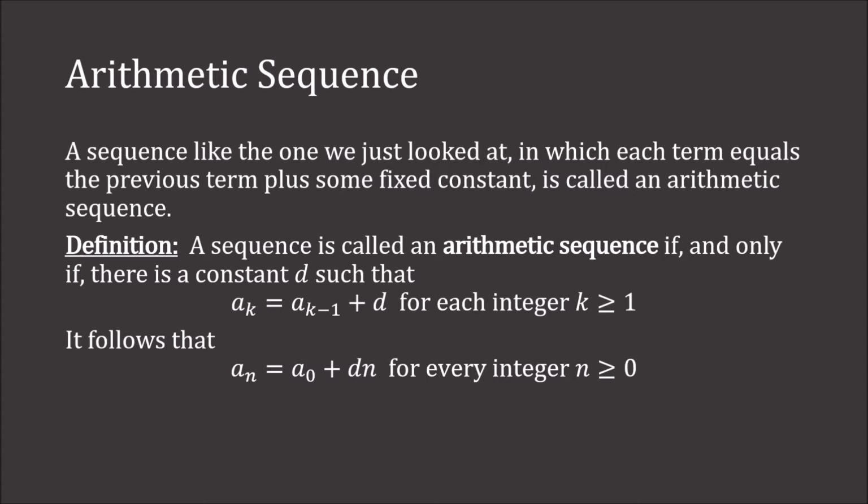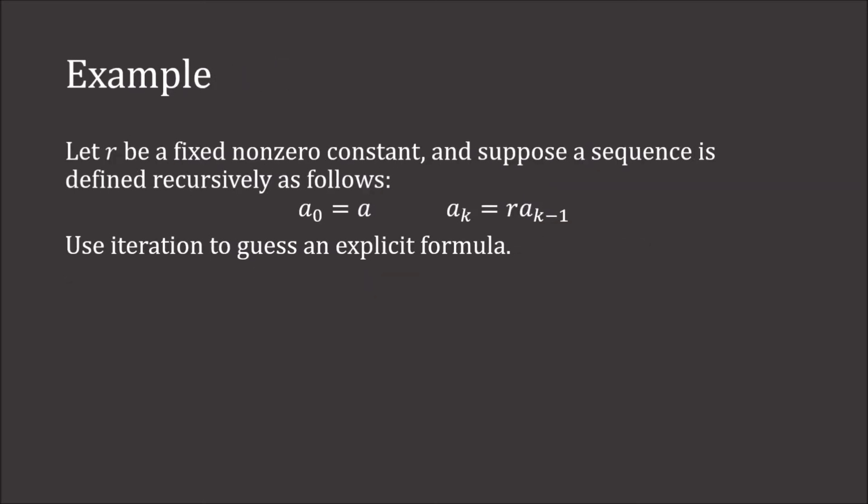So let's look at another example. We let r be a fixed non-zero constant, and we suppose that a sequence is recursively defined as follows. A naught is equal to some constant a, and a sub k is equal to r times a sub k minus 1. And we are going to use iteration to guess an explicit formula. So again, we start with a naught is equal to a. A1 would be r times a naught, which is r times a.